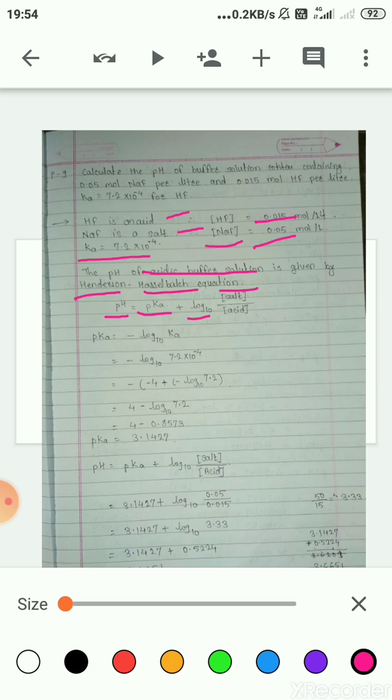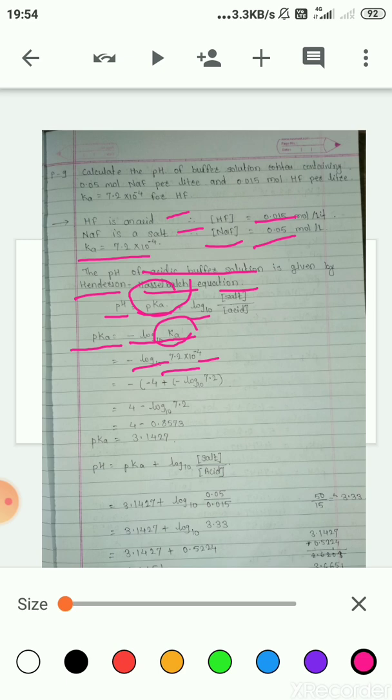Now, instead of directly putting the values in this equation, we can solve step by step, because first we have to find the value of pKa. The equation for pKa is negative log to the base 10 of Ka, that is the dissociation constant. So write down first negative log, and substitute the value of Ka in the equation, 7.2 into 10 to power minus 4.